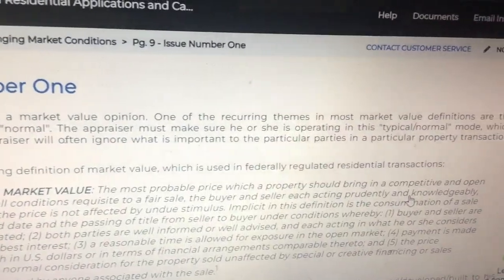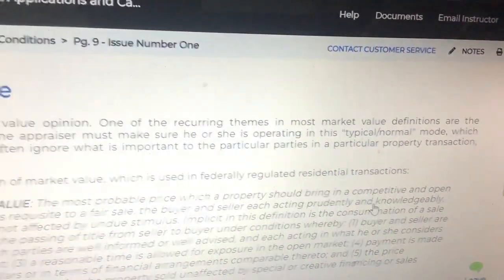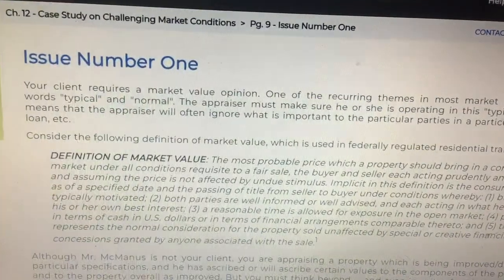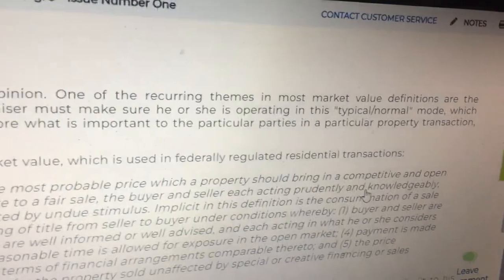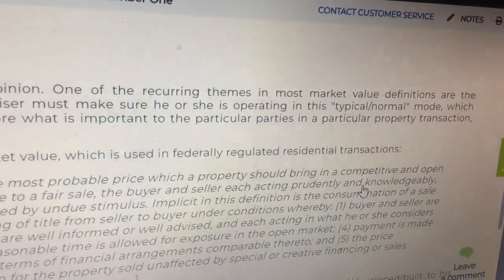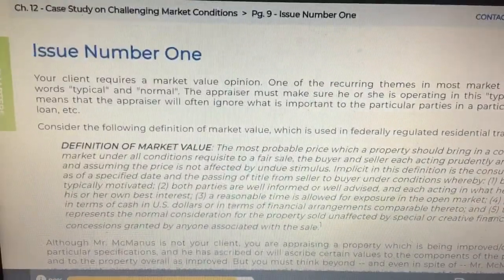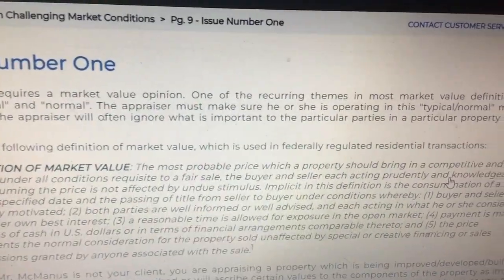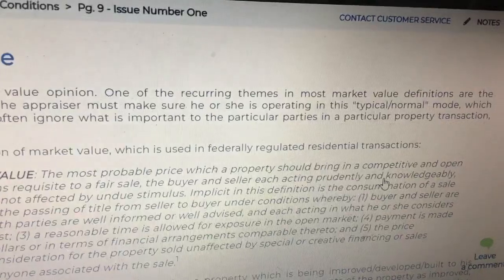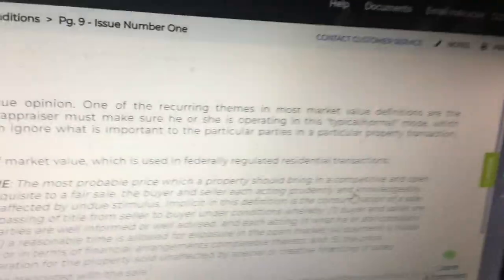One of the recurring themes in most market value definitions are the words typical and normal. The appraiser must make sure he or she is operating in this typical/normal mode, which means that the appraiser will often ignore what is important to the particular parties in a particular property transaction.